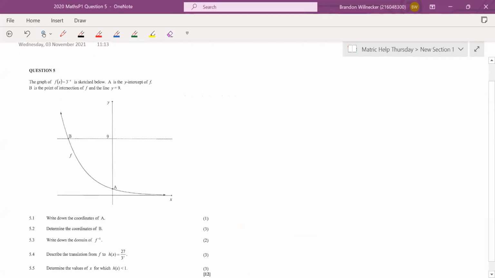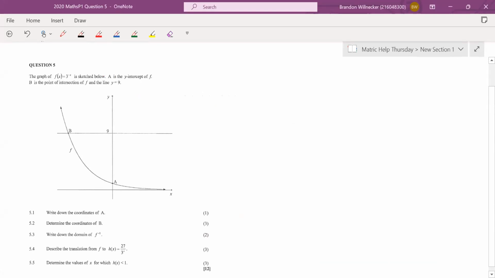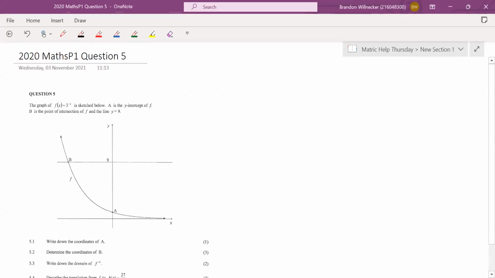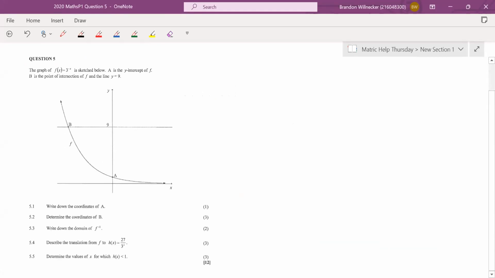Okay, so let's get started with the function section. This is question 5 from Maths Paper 1, 2020. We have an exponential graph here, f of x is equal to 3 to the minus x. We know if the exponent is negative, we should expect a decreasing graph, which is what we get here. Let's look at question number 1.